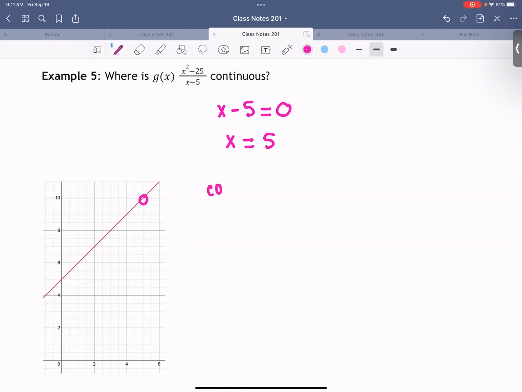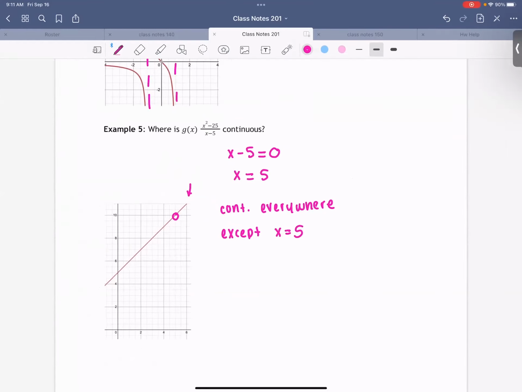It's continuous everywhere, except x equals 5. Okay, so the reason there's a hole instead of an asymptote here is, you don't have to know this, but if you factor the top, you'd get x minus 5 times x plus 5. They would cancel out and we're left with a straight line that looks like this. That's why there's a hole.